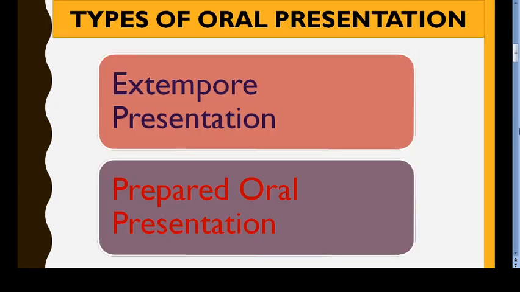Now, what are the different types of oral presentation? We can categorize oral presentation into two main subcategories. One is called the extempore presentation and the other is called the prepared oral presentation. Extempore presentation is a speech that is given on the spot without any preparation. It is basically a test of your knowledge about a particular topic as well as your ability to express yourself in good words, and that too in a framed manner within a limited time. The second category, as the name suggests, is an oral presentation given in prepared form.